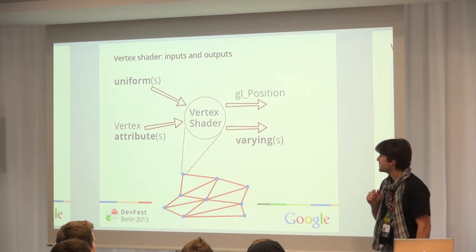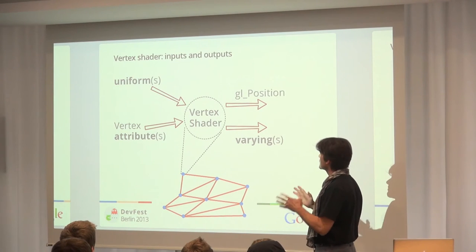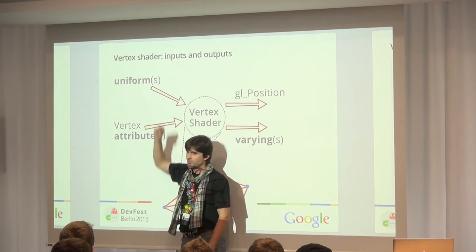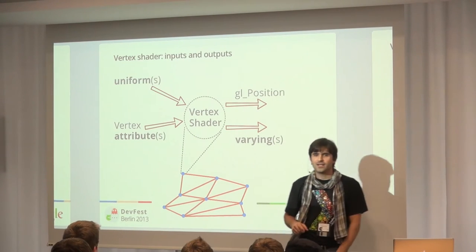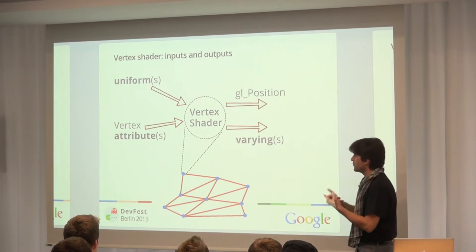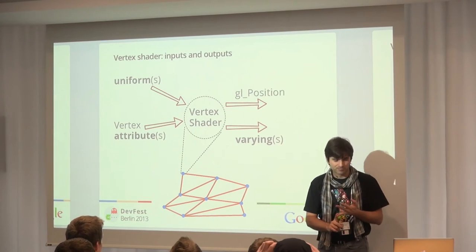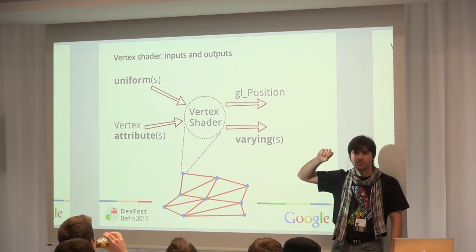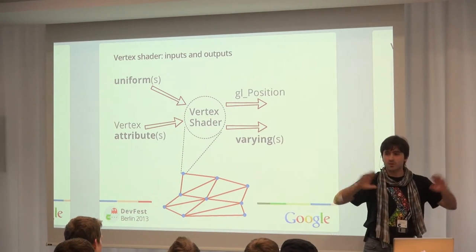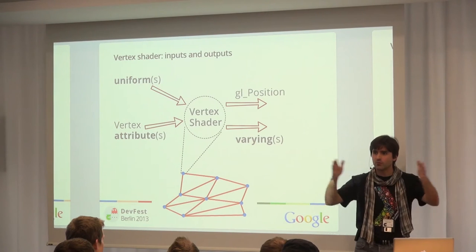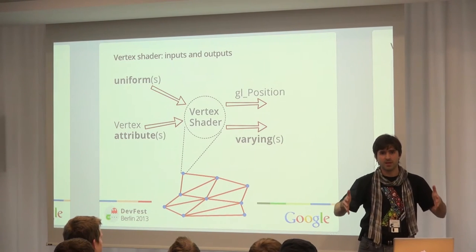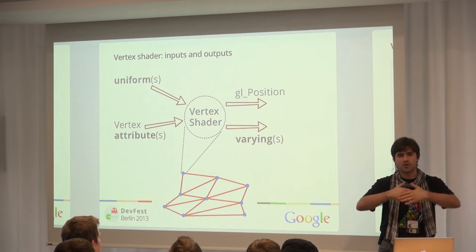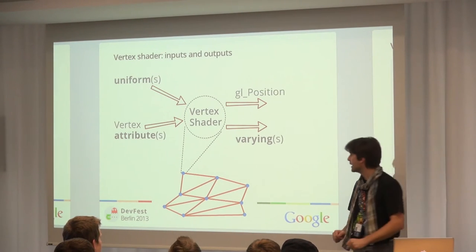So, let's dive in. How does a vertex shader work? And sorry, I have to explain a bit of vocabulary. In the GLSL shading language, you have uniforms, attributes, and varyings. So let's see what those are. As input, the first thing you have is uniforms. Those are basically constants for one frame. In the next frame, it can be different. But for one frame, uniforms are constant for all vertices.